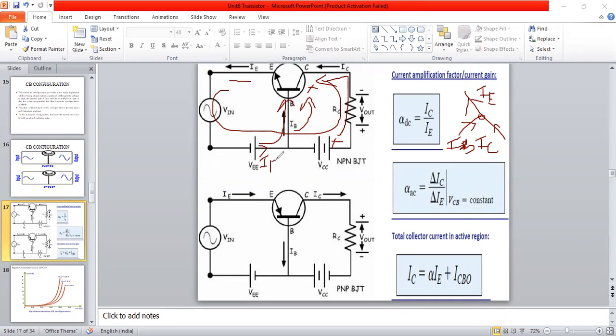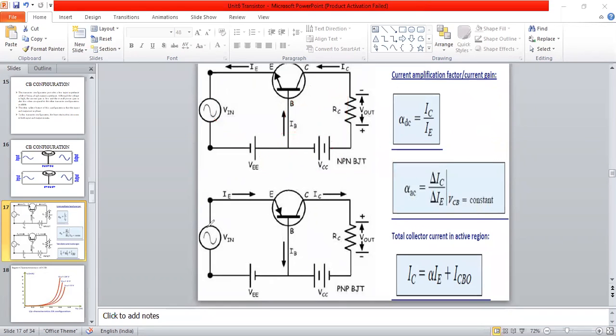At this point, it will get two junctions. So some current will flow, that is called IB, and some current will flow here, that is called IC. That IC is flowing here because of this voltage supply. We can call that one voltage supply. Is it clear? Yes, sir. Similarly, we can do the circuit diagram for the PNP.